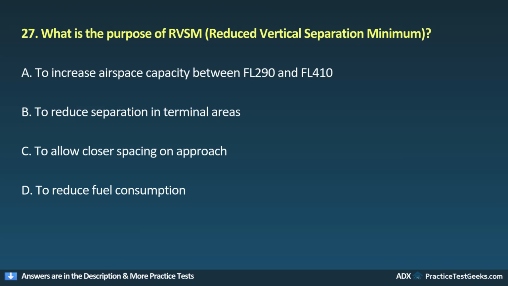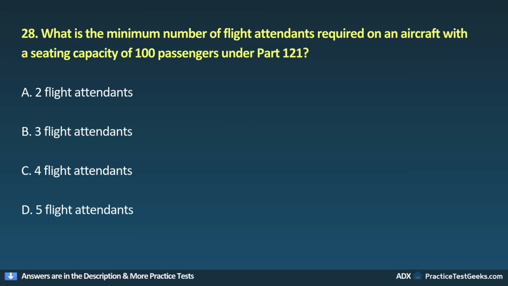27. What is the purpose of RVSM, reduced vertical separation minimum? A. To increase airspace capacity between FL-290 and FL-410. B. To reduce separation in terminal areas. C. To allow closer spacing on approach. D. To reduce fuel consumption.